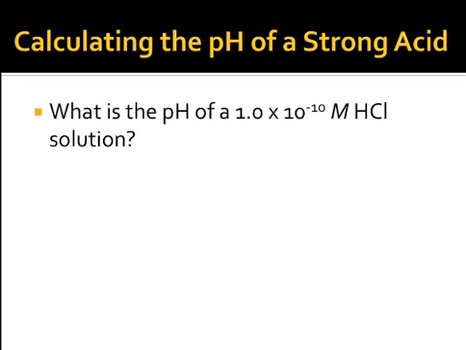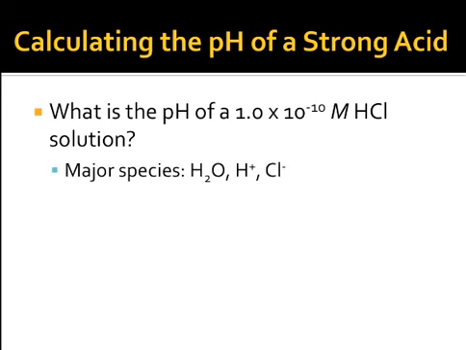Don't be so hasty that you think that the hydrogen ion concentration would thus be 1.0 times 10 to the negative 10th. That would make the pH 10, and this hydrochloric acid solution would be basic. That doesn't make any sense. Instead, let's approach the problem systematically, just as we have with the past few examples.